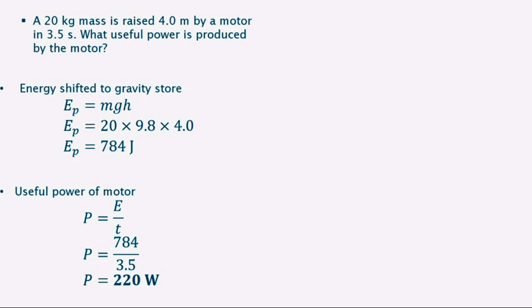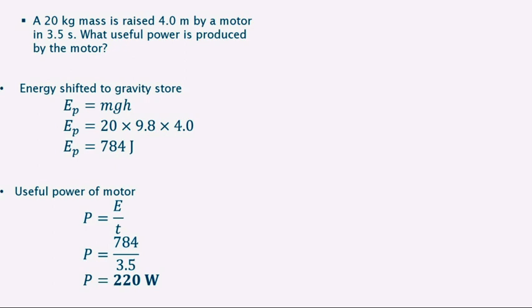So the mass is being raised up, so energy is being shifted to the gravity store. The equation for the energy in the gravitational store is E with a little p to say gravitational potential energy. So Ep equals mgh, that's mass times gravitational field strength times the height that you've lifted something through.